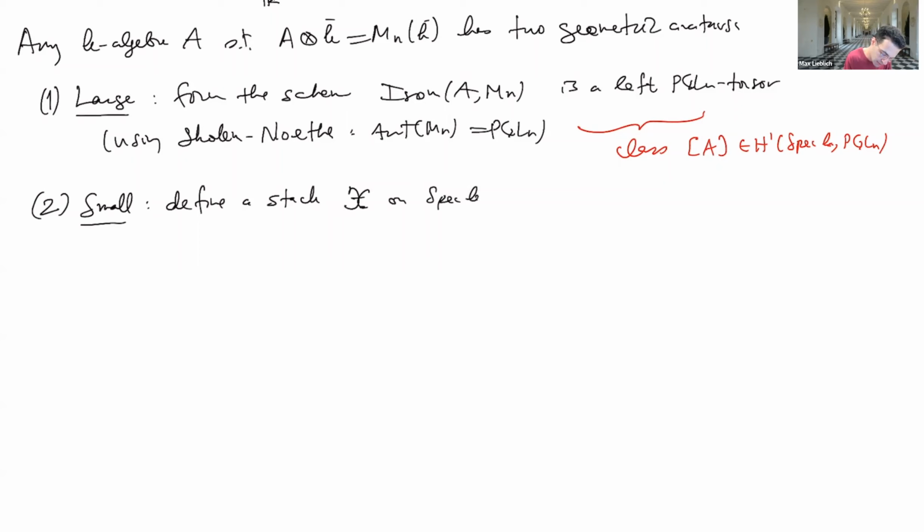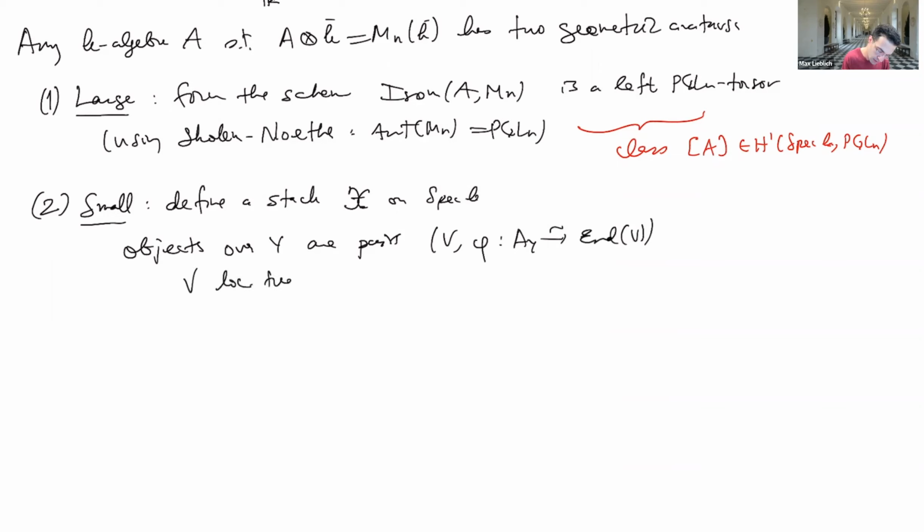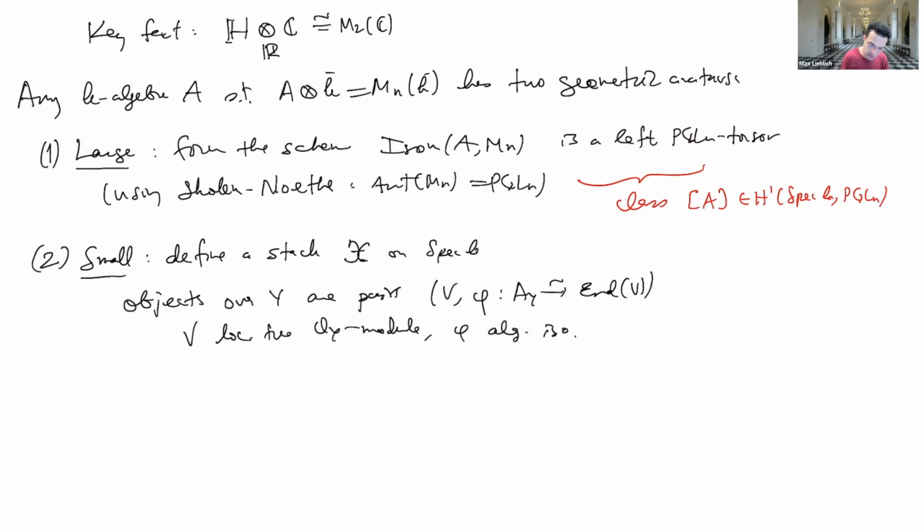Here's what it is. The objects over Y are pairs V and phi. Here, V is a locally free OY-module, and phi is an algebra isomorphism. So instead of saying how this becomes MN, we're saying to consider all the ways in which it becomes MN, and that's a stack.